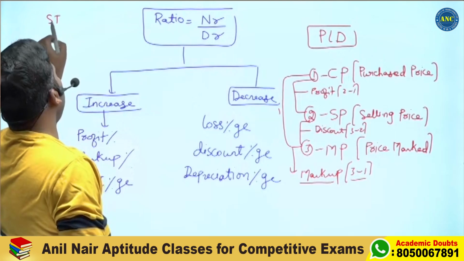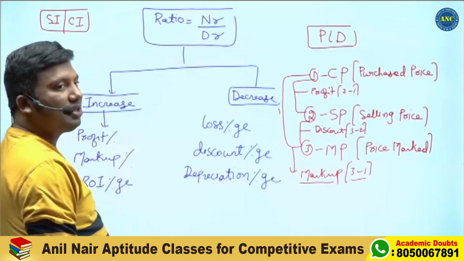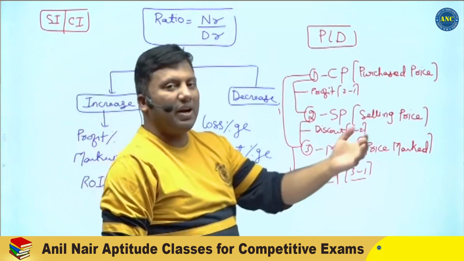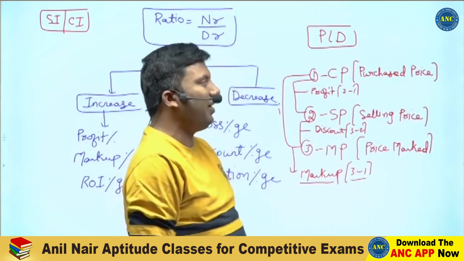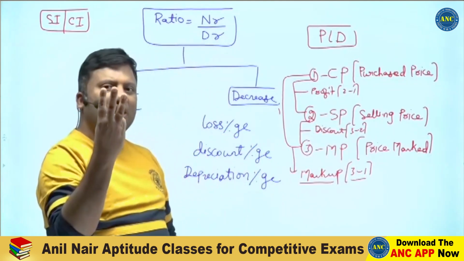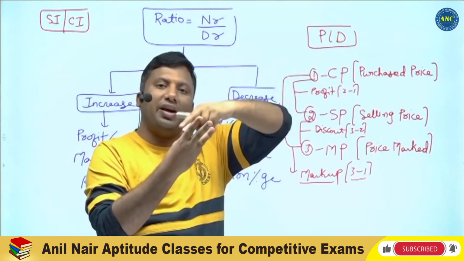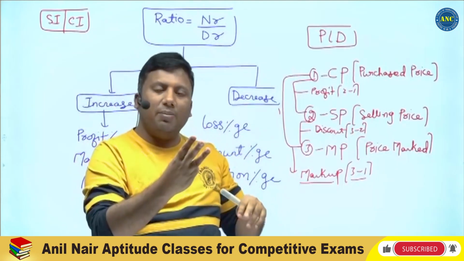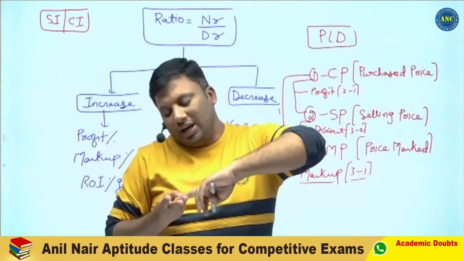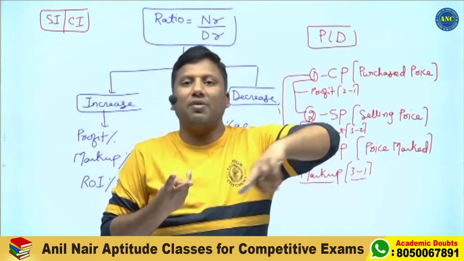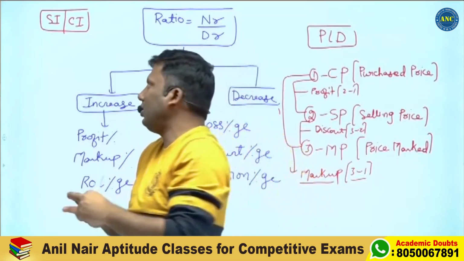Similarly, in simple interest or compound interest, if you purchase the product, it will become the initial value. If you sold the product, it will become the final value. So what are the three things that we require? Initial value, final value, and change. Again I am repeating, whenever you are solving percentage problems, you require initial value, final value, and change. Initial, final and change.